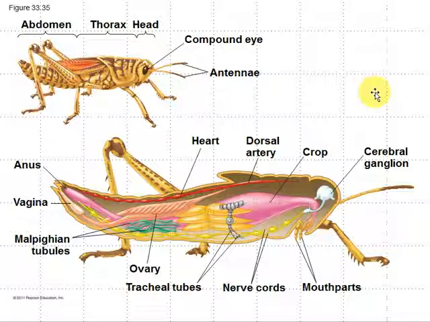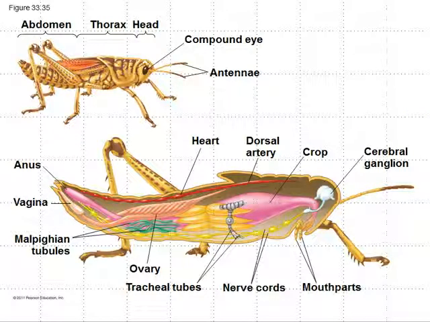I guess you could say the most simple version of a brain, a cerebral ganglion, and then a simple nervous system as well, a basic heart, and an open circulatory system. So we're starting to see some of the organs that you might expect to see in more developed animals.